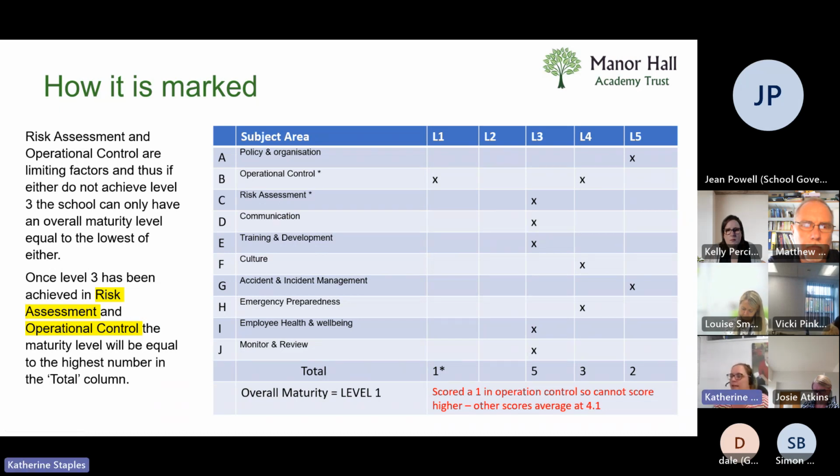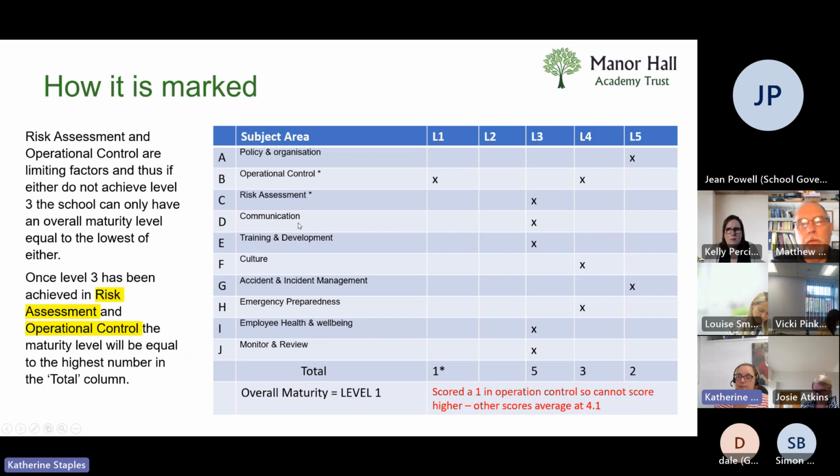So it's things that they must, are the gas boilers being checked? Are the fire doors? Are the fire escapes being maintained? All those types of things sit within the operational control. And then you've got risk assessments, which is self-explanatory. We also look at communication.